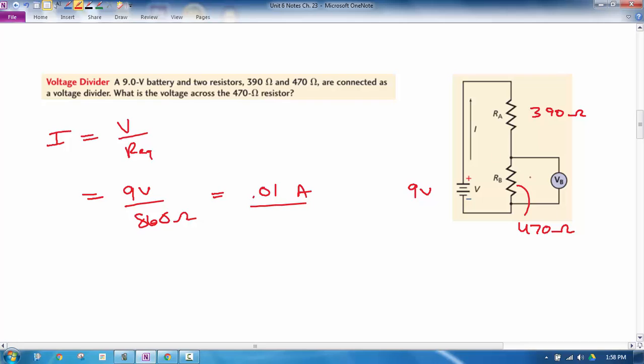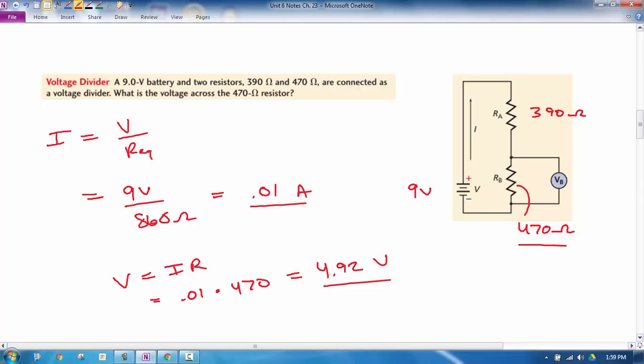And so if I want to find the voltage across just the 470 resistor, I would now do V equals IR again with just this resistor. So the current is going to be 0.01 about through here, multiplied by the resistance of 470, and that gives us about 4.92 volts.